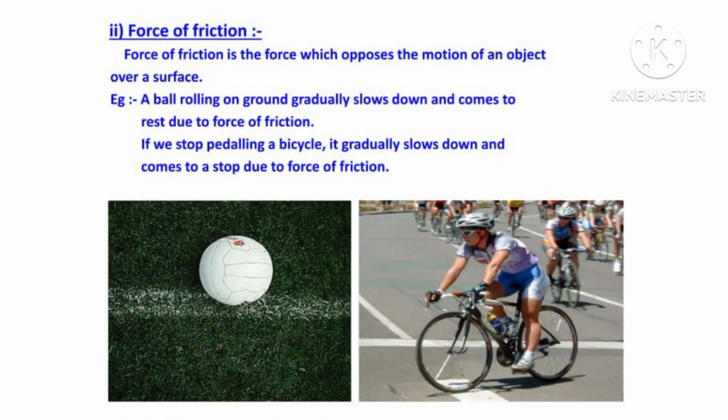Next one is force of friction. Force of friction is the force which opposes the motion of an object over a surface. Example: a ball rolling on the ground gradually slows down and comes to rest due to the force of friction. If we stop pedaling a cycle, it gradually slows down and comes to a stop due to the force of friction. It is a force which opposes the motion, that is the frictional force.